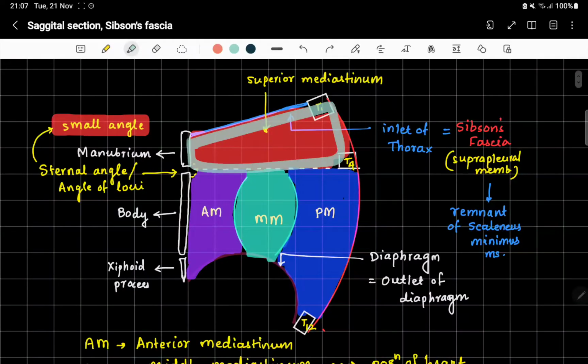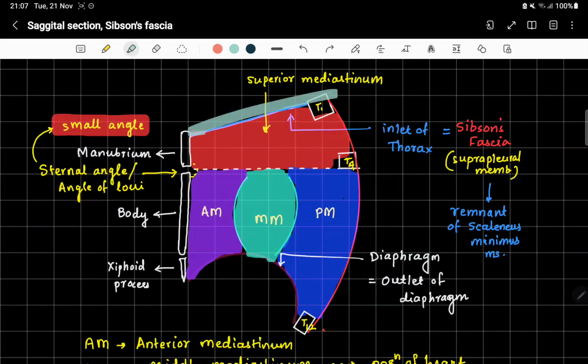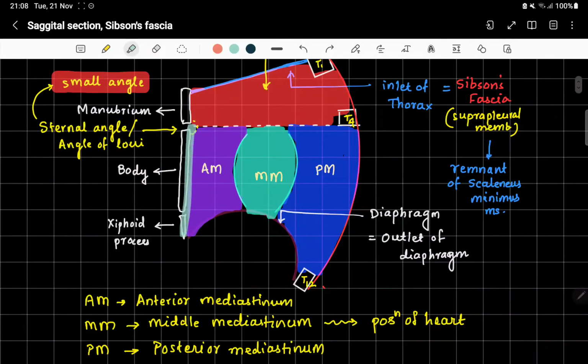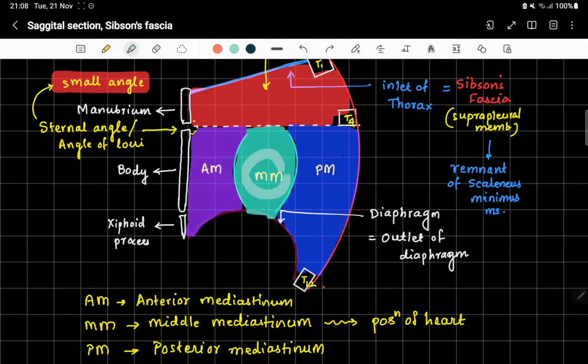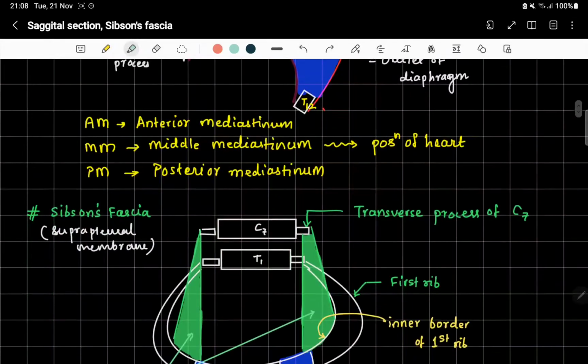Let's talk about what are the things that are formed here. So we have the superior mediastinum, the space bound by the manubrium of the sternum, T1 to T4 vertebrae, and superiorly by Sibson's fascia, and inferiorly by the sternal angle, or angle of Lewis. We have this space which is the superior mediastinum, and this is your inferior mediastinum. The inferior mediastinum has three parts: your anterior mediastinum, your middle mediastinum, and your posterior mediastinum. In the middle mediastinum, your heart lies, and this is all about your mediastinum.